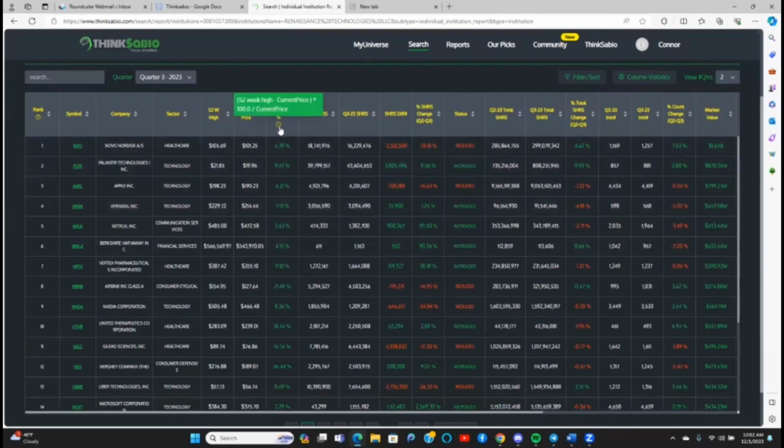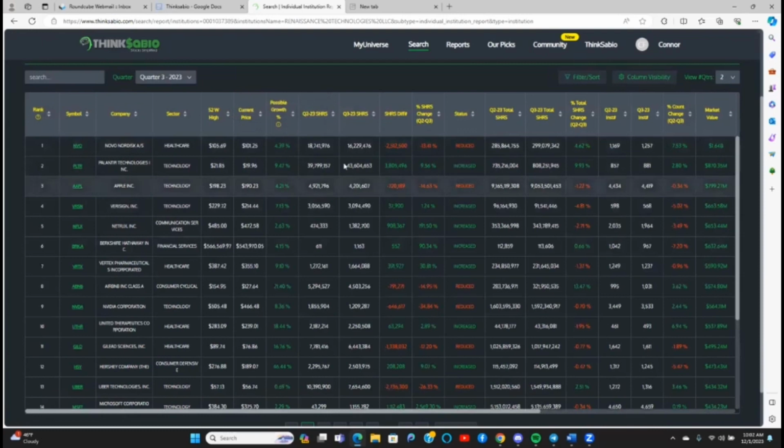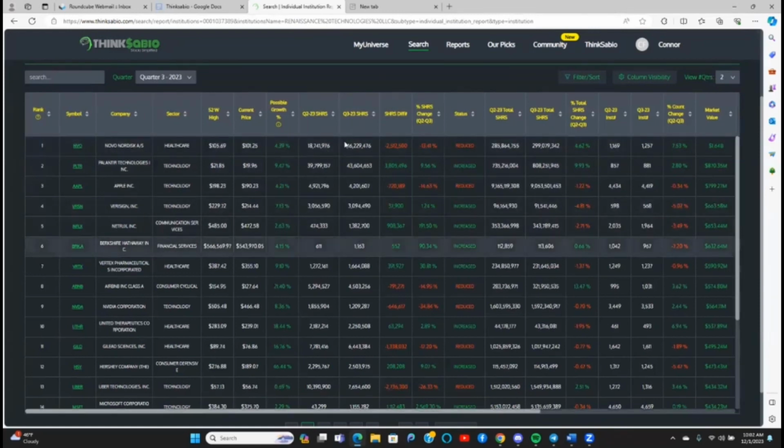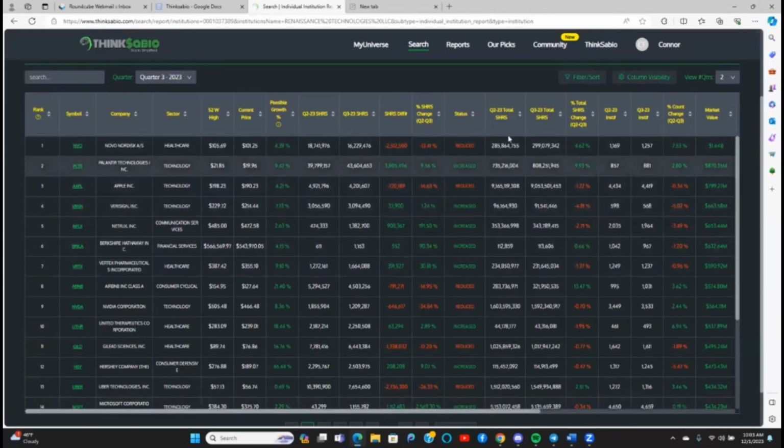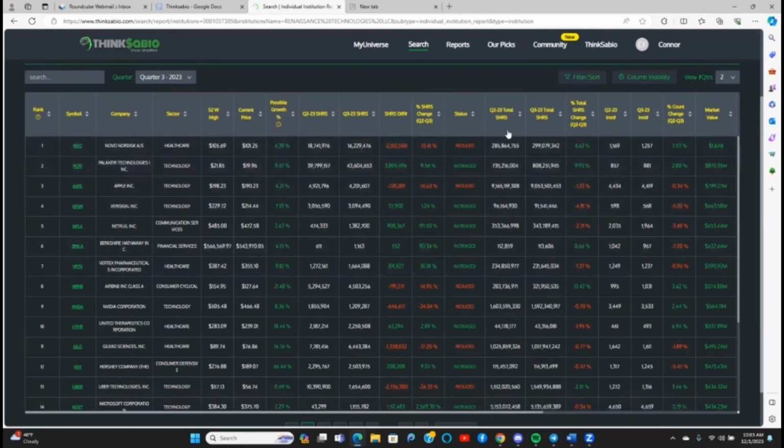But then you have the possible growth of the stock, calculated by comparing the current price and the 52-week high. From here, you've got the amount of shares that this institution invests from the current quarter and how that compares to the previous quarter, both in terms of the total share amount and the percentage. That's really useful because you get a sense of how the institution is investing. And that's helpful because you can compare it to the total amount of investment by the entire stock market and by every institution.